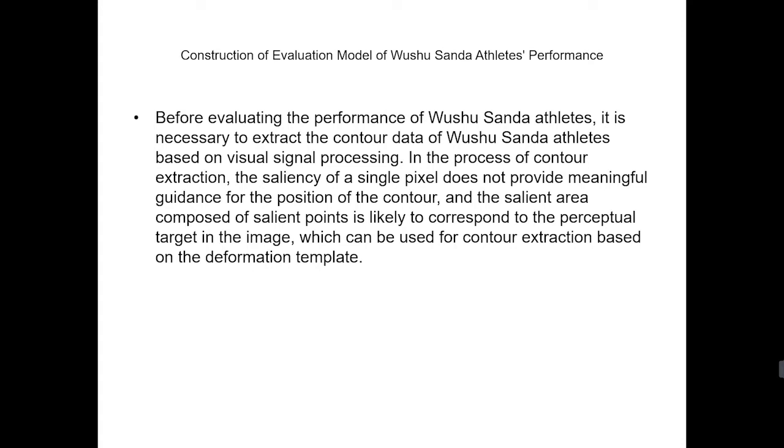Construction of evaluation model of Wushu Sanda athletes' performance. Before evaluating the performance of Wushu Sanda athletes, it is necessary to extract the contour data of Wushu Sanda athletes based on visual signal processing. In the process of contour extraction, the saliency of a single pixel does not provide meaningful guidance for the position of the contour, and the salient area composed of salient points is likely to correspond to the perceptual target in the image, which can be used for contour extraction based on the deformation template.